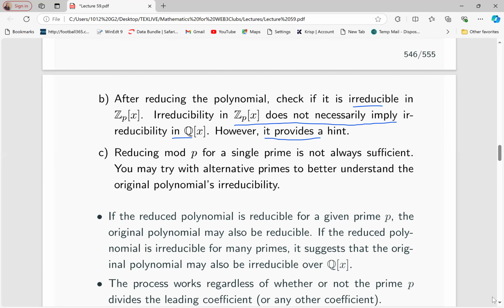Now, if you find that it's reducible, it's good to also try another prime number. Here, you're just choosing any prime number and reducing the polynomial. There are no conditions that this prime number must fulfill, like we saw in Eisenstein's criterion. For this one, there's no condition.